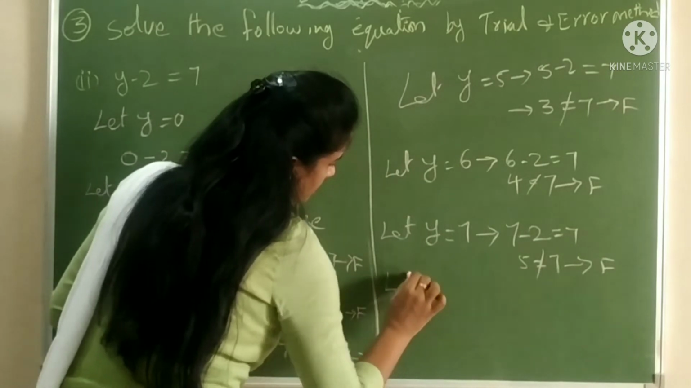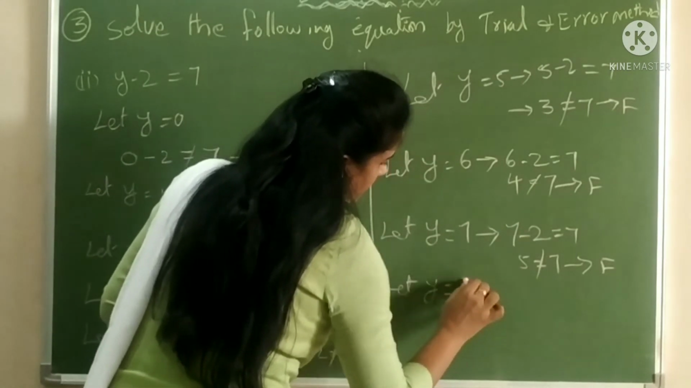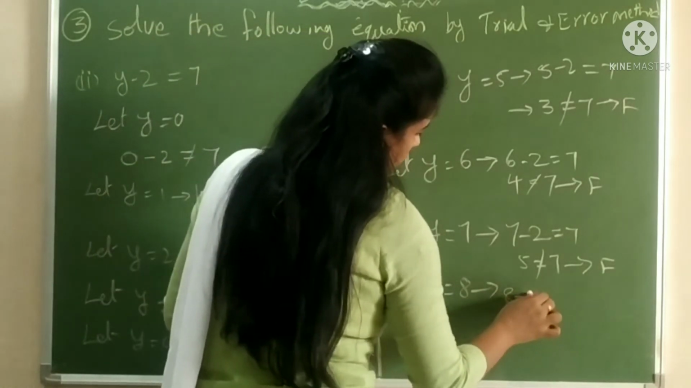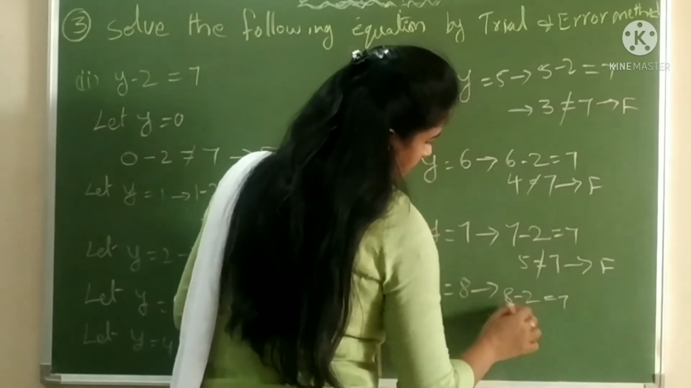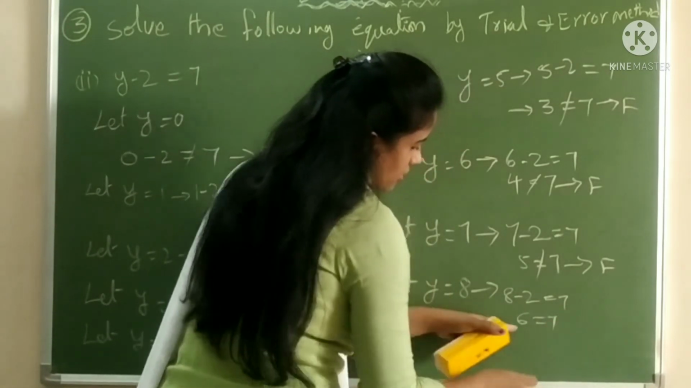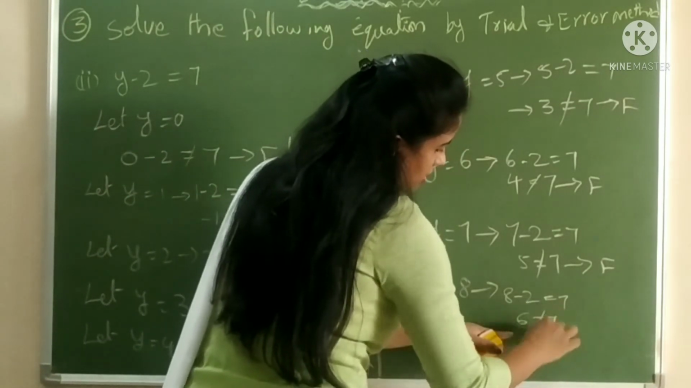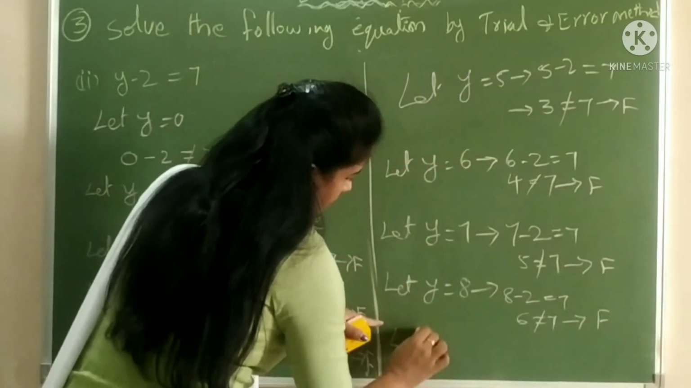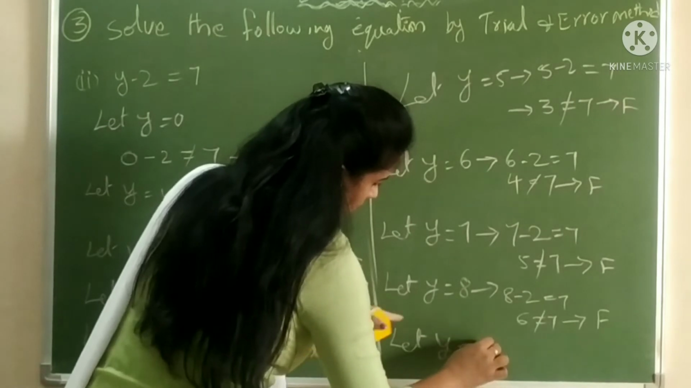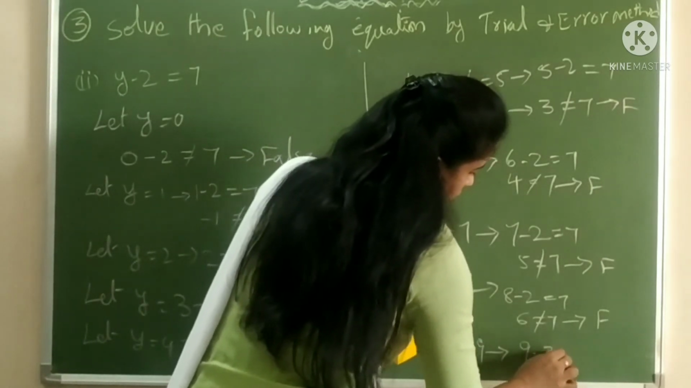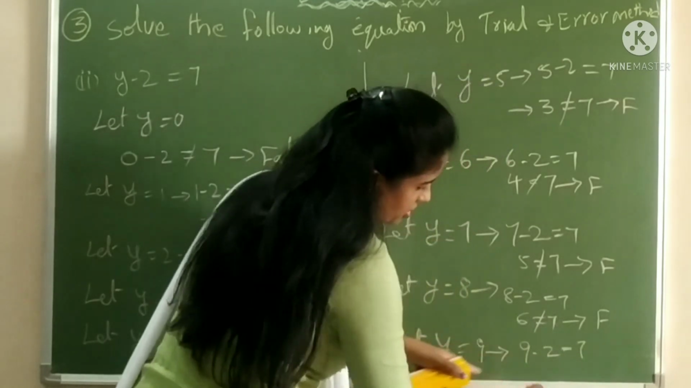Again, let y is equal to 8. Then 8 minus 2 is equal to 6. 6 is equal to 7? No, 6 is not equal to 7. This is also false. Again, let y is equal to 9. Then 9 minus 2 is equal to 7.